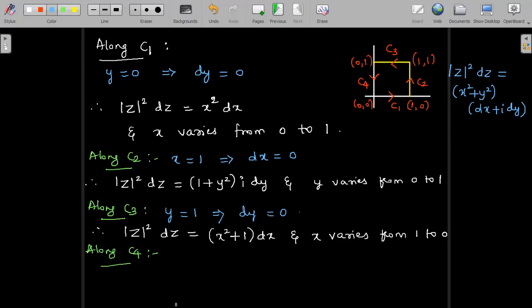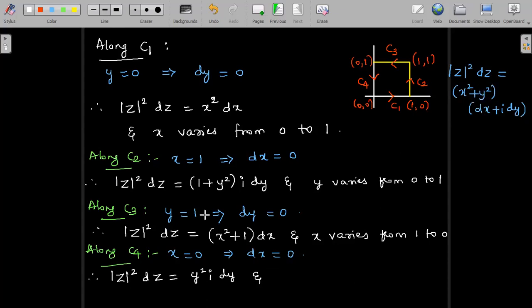Same thing we will mention now. So along C4, the equation of the line is x is equal to 0. If x is 0, dx is also equal to 0. And then we can write down |z|² dz. So |z|² dz will now become, since x is 0, y² into i dy. I'm sorry. So x² is 0, dx is 0, so we just have y² multiplied by i dy.